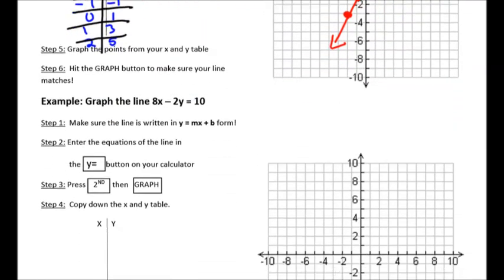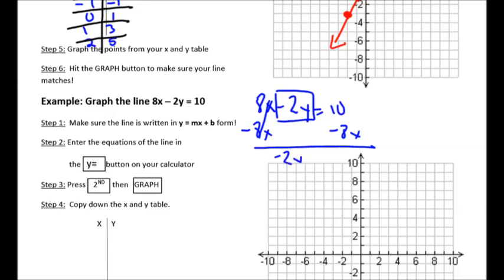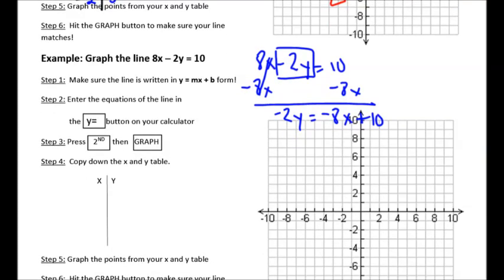All right, so we notice it looks kind of ugly here. So we want to rewrite this and get y by itself. So this guy right here is going to stay right there. I'm going to subtract 8x from both sides. I get -2y equals -8x plus 10. I switched the order of those because I wanted this to be in y equals mx plus b form. Divide each side by -2, and I get y equals, a negative and a negative give me a positive, 4x, and a positive and a negative give me a -5.